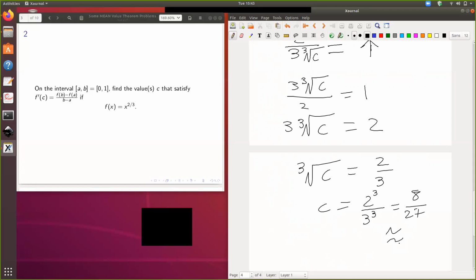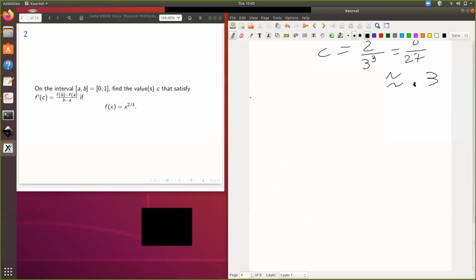That value is approximately, hold on, I had to put it in a calculator because I'm not as cool as some people. That value is approximately 0.3. Check it out. That is definitely within our interval from 0 to 1. All right. Let's do number 3.